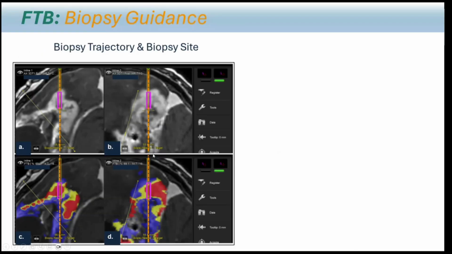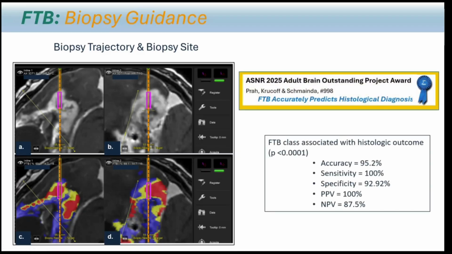This is an example of a LITT case that I did, where you can see this contrast enhancing lesion, and this is the LITT trajectory, and the pink box is the biopsy window. And here you can see how heterogeneous this tumor is. And this helps me target the area of the tumor along this trajectory that is most likely to contain viable tumor tissue. This was recently presented at ASNR and it won an award. You can see the accuracy, sensitivity, specificity, positive predictive value, and negative predictive value so far is pretty darn good.